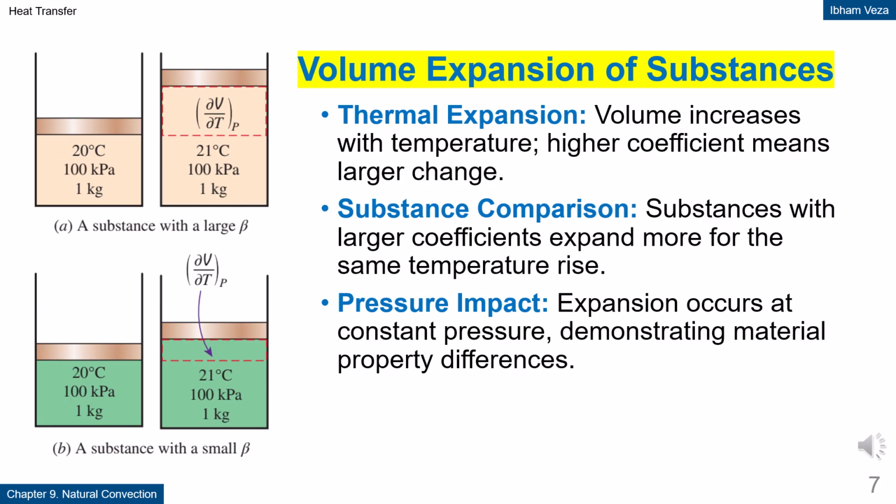Volume expansion of substances. When the temperature of a substance increases at constant pressure, its volume increases. The magnitude of the volume change depends on the volumetric expansion coefficient of the substance. A substance with a larger coefficient experiences a more significant volume change. This density change is what triggers buoyancy force. This concept is the physical basis of natural convection.